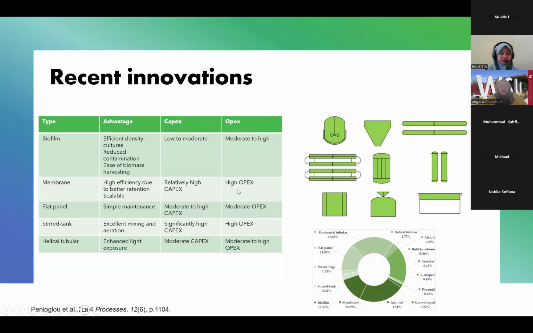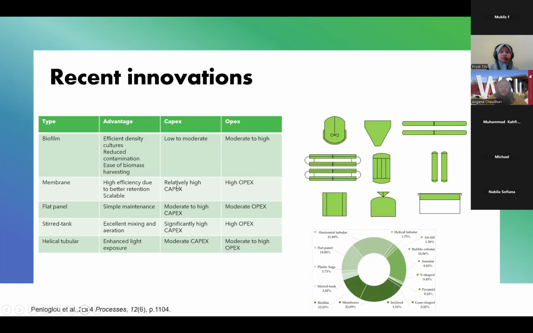You can understand why it would be, because it works on membranes, and we are still in a world where the membrane cost is much higher as compared to the other ways where we use chemical ways for separating stuff. Now, another way is a flat panel. It has very simple maintenance, but it has moderate to high capex. The stirred tank reactors have excellent mixing, but however, they have relatively high capex and opex. The helical tubular one is also the same.